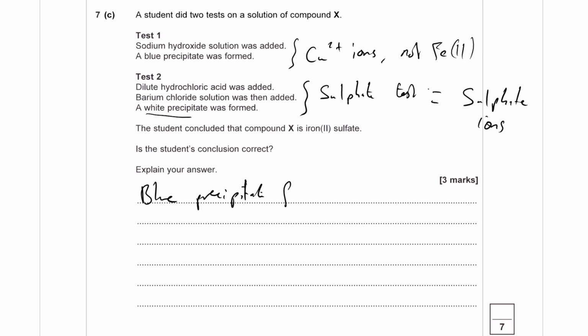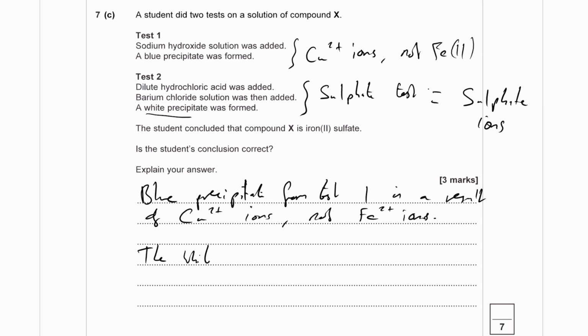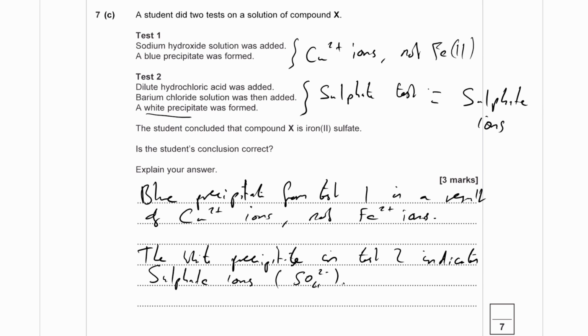So where it says explain the answer, the blue precipitate from test 1 is a result of copper 2 plus ions, not iron 2 plus ions. The white precipitate in test 2 indicates sulfate ions. I'll just put in brackets the formula, which is SO4 2 minus.